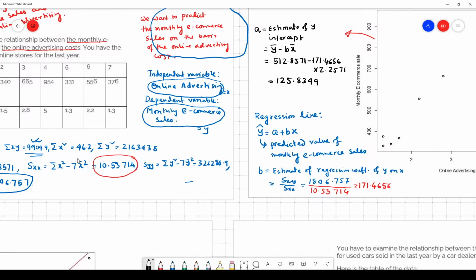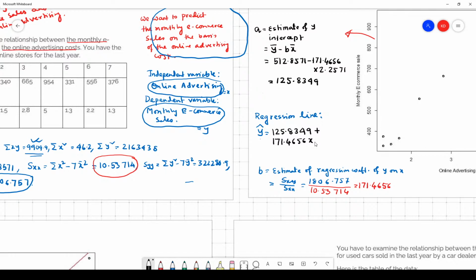Therefore, the regression equation is y hat equal to 125.8349 plus 171.4656x. Okay.